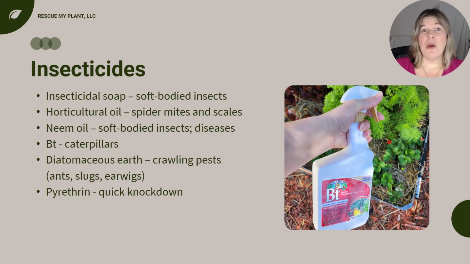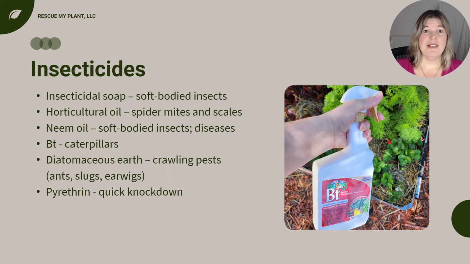There are several go-to pesticides that are more environmentally safe that I use in my garden. These first 3 are contact insecticides, so make sure you spray the leaves where the insects are in order for them to work. Insecticidal soap can be used on several common soft-bodied insects. It works by desiccating them. Horticultural oil suffocates pests and is effective for spider mites and scale insects. Neem oil, which comes from the neem tree, is effective on soft-bodied insects and some diseases.